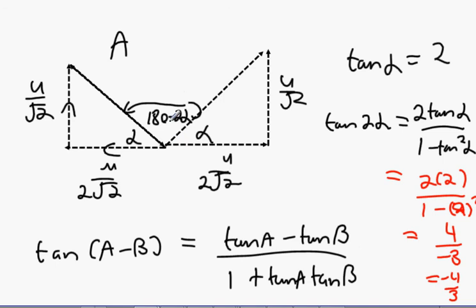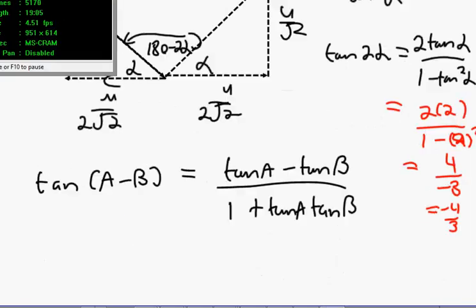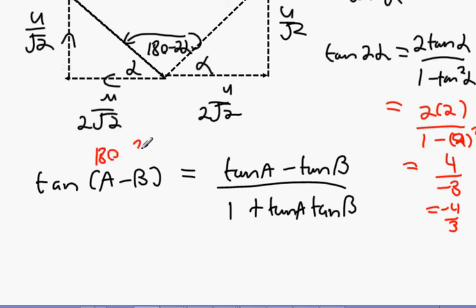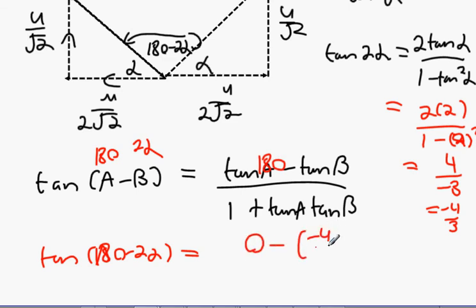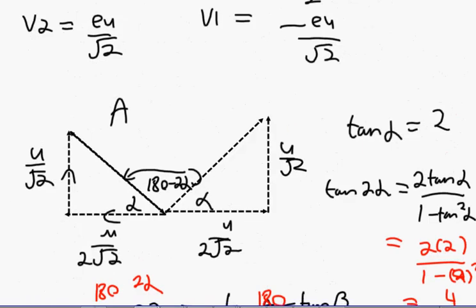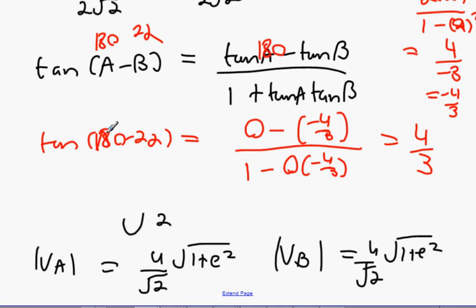We now have to find this angle here. So I'm basically saying A is 180, B is 2 alpha. So it's going to be tan of 180 minus 2 alpha. Now, what's tan 180? 0. So it's going to be 0 minus 4 over 3, and then 1 on the bottom, minus 0 times minus 4 over 3. So it's going to be 4 over 3. Yeah, perfect. So the angle in between them is, the tan of the angle in between them is 4 over 3.